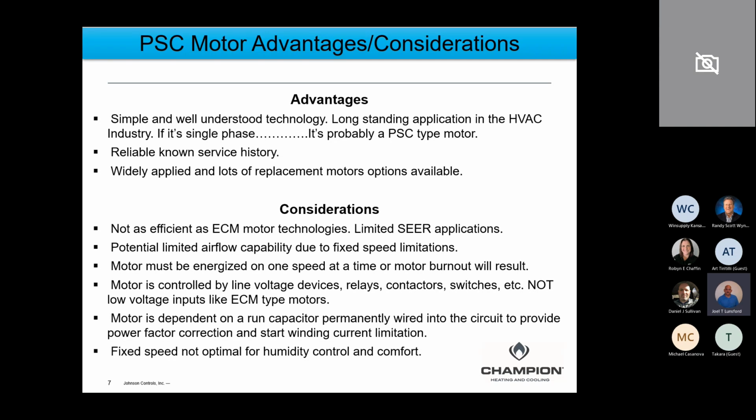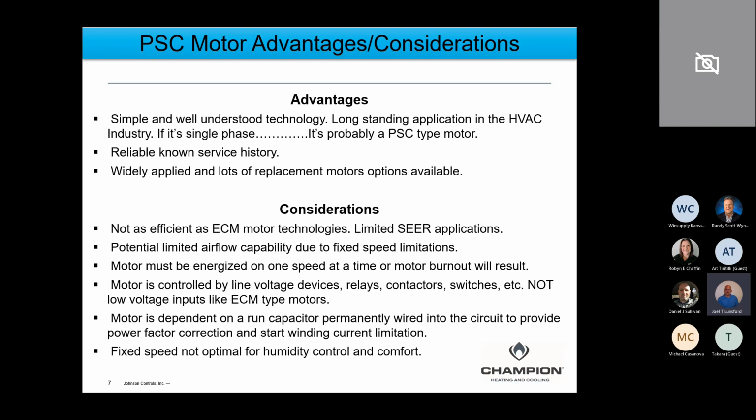Also, the motor is dependent on a run capacitor permanently wired into the circuit to provide for power factor correction and start winding current limitation. And that's permanently in the circuit, which actually affects the overall efficiency of that motor, because that's one component that stays in that circuit, and it is pulling some amperage itself as it's permanently wired into that circuit.